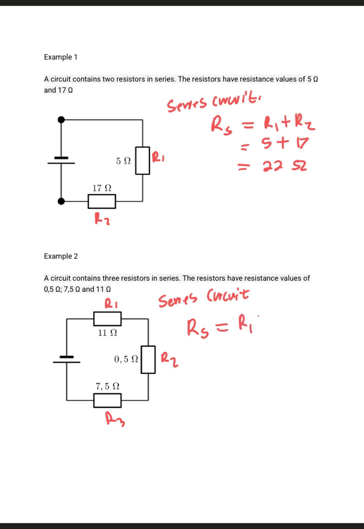So now we do the total resistance, which is Rs. We're just going to say R1 plus R2 plus R3, where R1 is 11 ohms, R2 is 0.5, and R3 is 7.5. When we do the calculation, 0.5 plus 7.5 is 8, and 8 plus 11 is 19. So the total is 19 ohms.